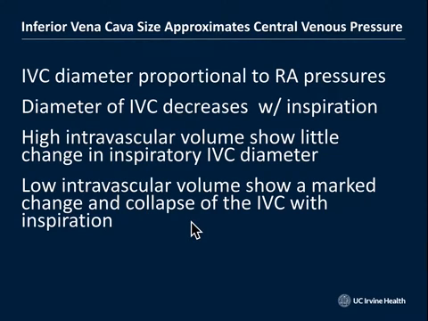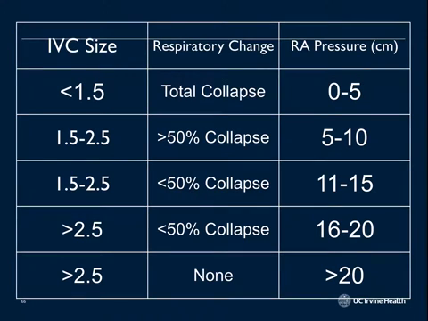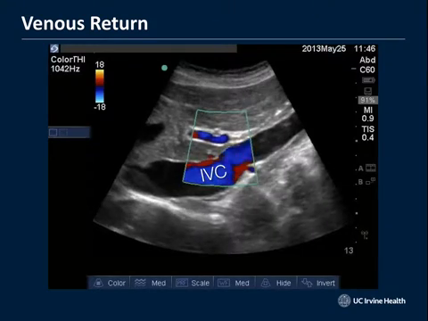However, if the patient takes a deep breath and there's really no or just very little change in that IVC diameter, then we know that they have a relatively higher or normal central venous pressure. So let me show you some examples of that.